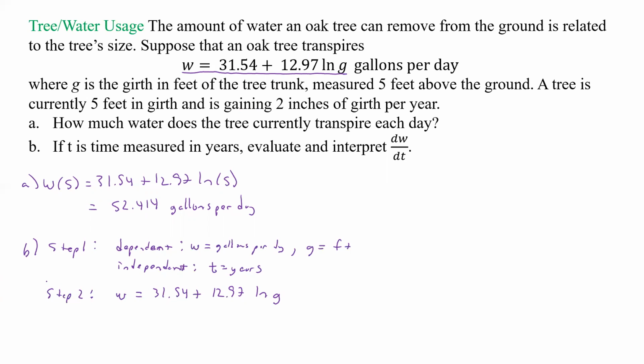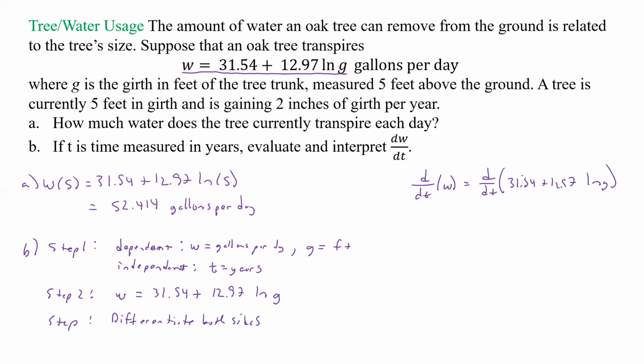Now we have to move to step three. So step three is basically differentiate both sides. Okay, so what are we going to do? Well, we're going to take the derivative with respect to the independent variable, which is time. And so if we move up here so I can get all the information on one page, we're going to take d/dt of W is equal to d/dt of our equation here, which is 31.54 plus 12.97 ln of G.